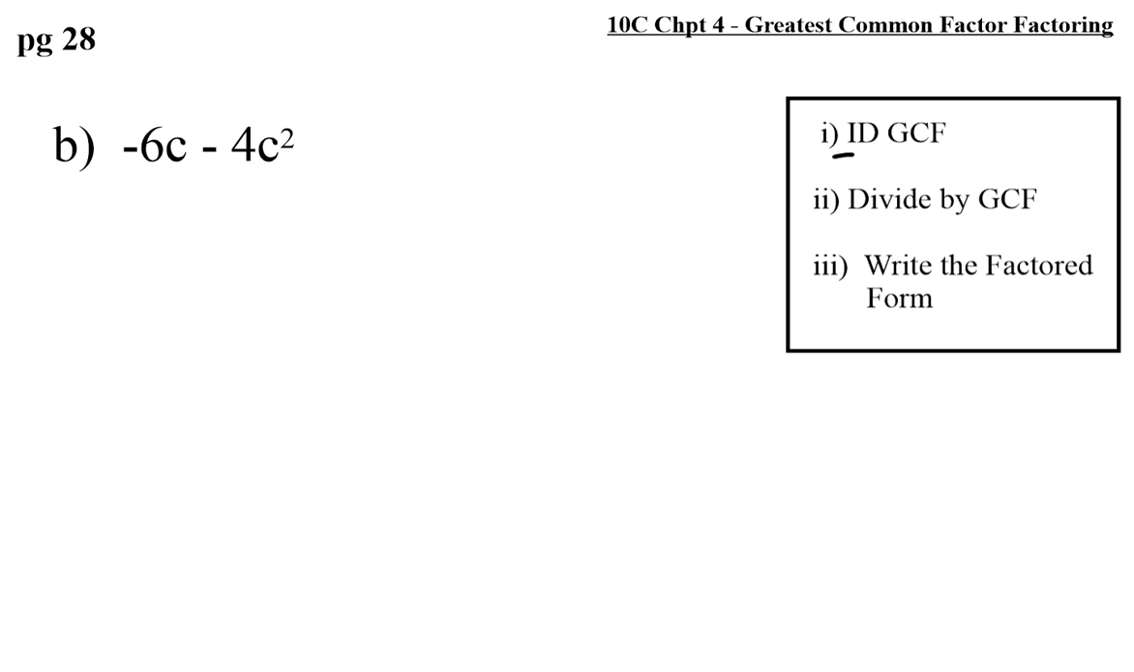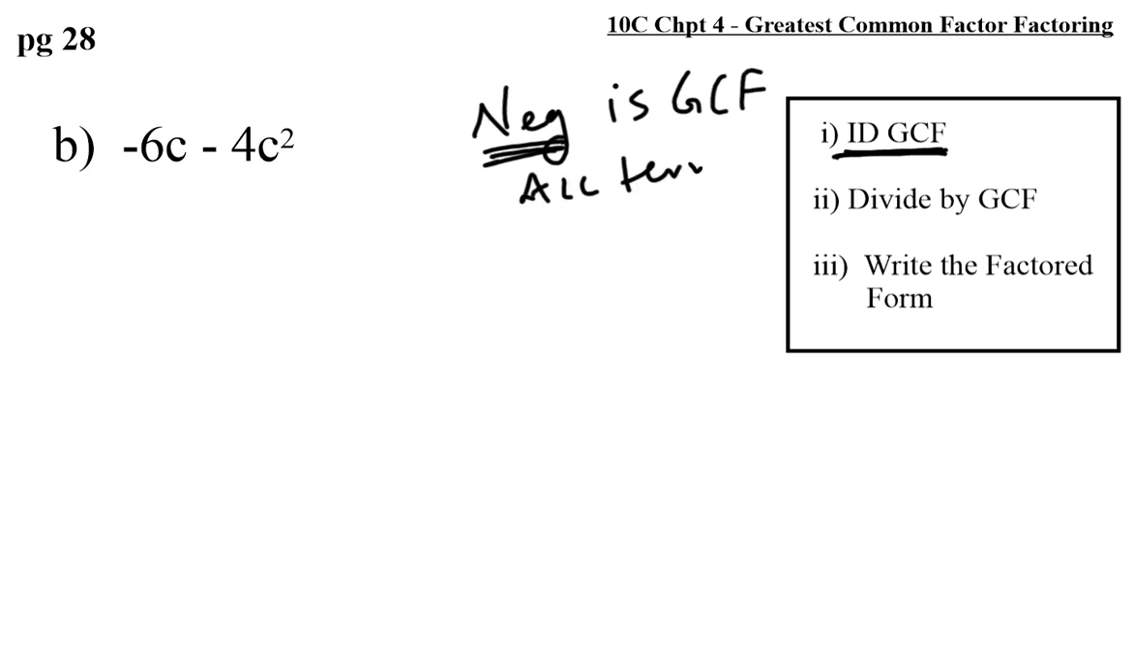Here's a special situation for identifying the GCF. The only time negative is the GCF is if all terms are negative. So in this case, our GCF will be a negative GCF because both the negative 6 term and the negative 4 term are negative. So GCF will be negative.